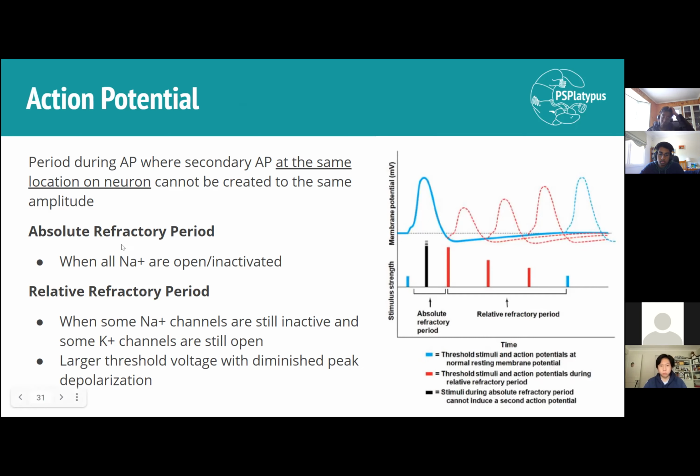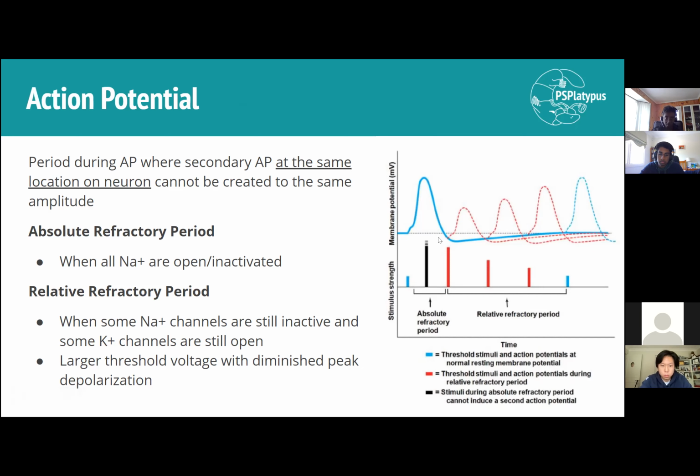We have two different types of refractory periods though. An absolute refractory period is in the middle of the action potential here, if you look at the diagram on the right. All of the sodium channels are open or inactivated, and this makes it impossible for there to be a second impulse. However, as some of the sodium gets to a closed, resting state, and some of the potassium also gets to a closed, resting state, it's possible to get a secondary action potential shortly after. And this is called a relative refractory period.